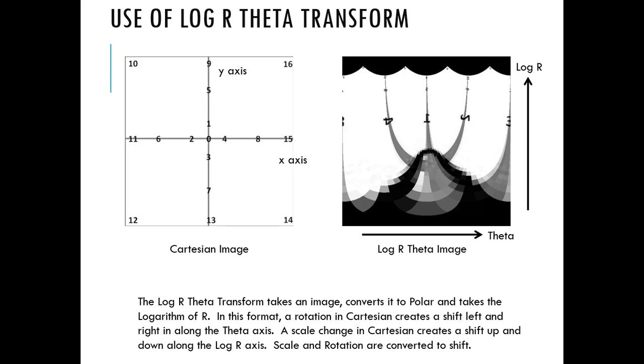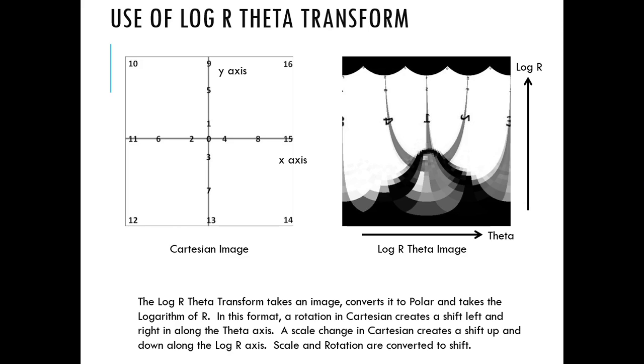fit here. Note in the log r theta image above, the black shape at the bottom is the number 0 at the origin of the Cartesian image. The numbers 1, 2, 3, and 4 are linearly spaced across the middle, showing the conversion of rotation in Cartesian to linear shift in log r theta. The numbers at the top, 5 through 16, get smaller as log r.